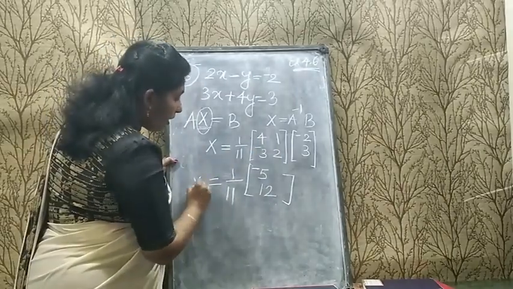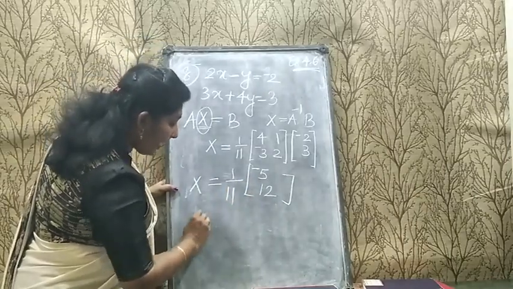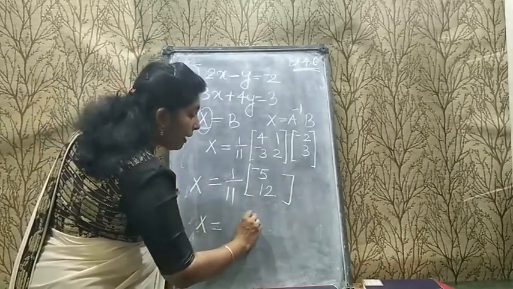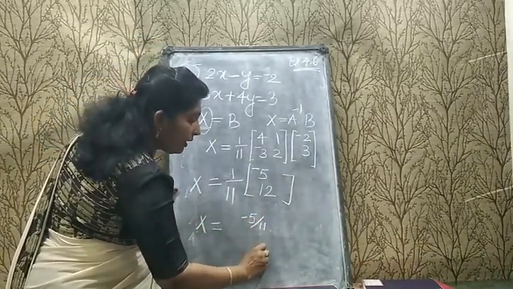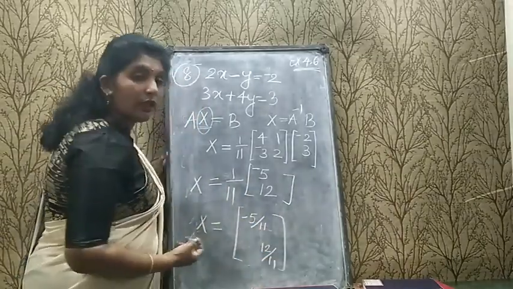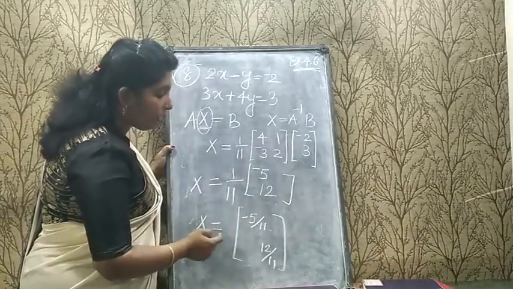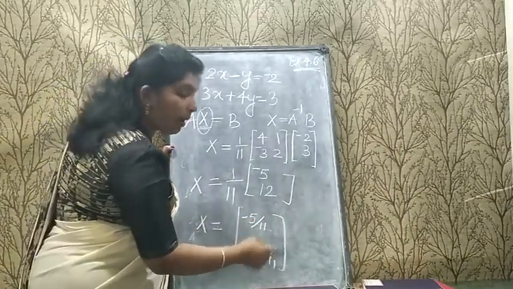So the X we got is 1 by 11 into minus 5, 12. It means X we can write as minus 5 by 11, 12 by 11. In the last stage you only have to divide this by 11. It means the value of X is minus 5 by 11 and the value of Y is 12 by 11.